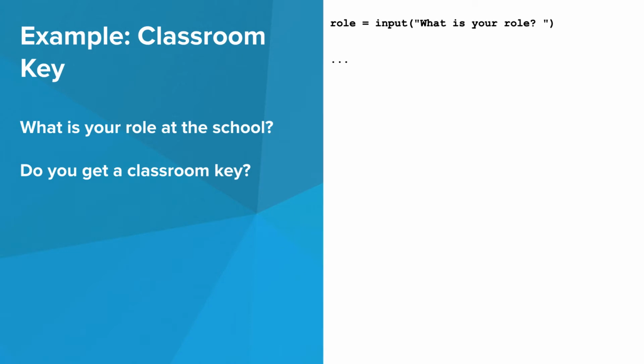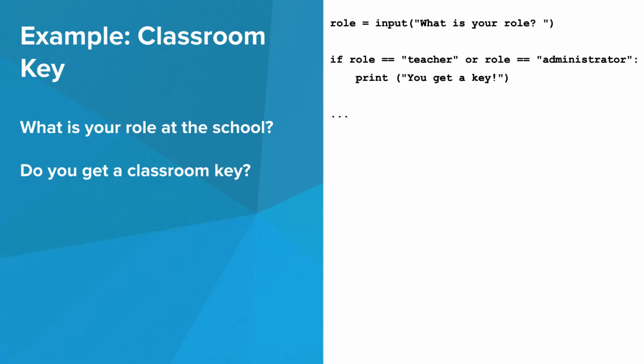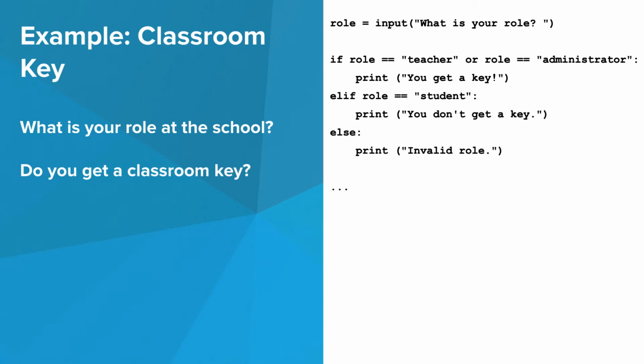Let's work through an example program step by step. In this program, we will ask the user what their role is in school. We will use that role to determine whether or not they get a classroom key. If they are a teacher or an administrator, they get a classroom key. If they are a student, they do not get a key. And if they are none of the above, something's wrong.